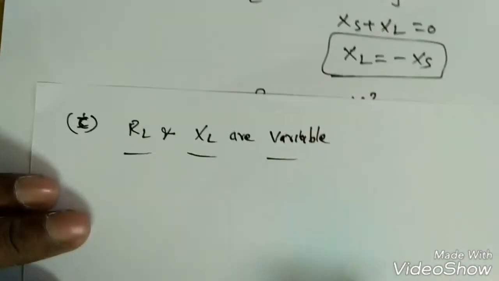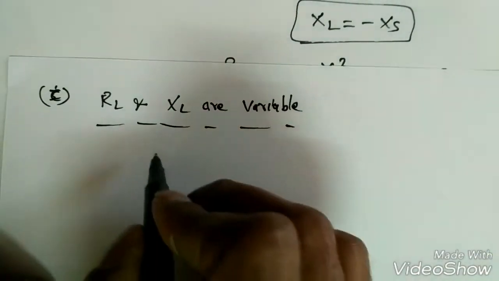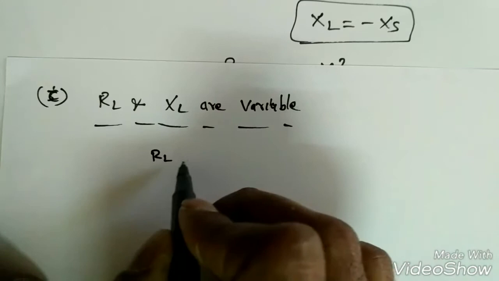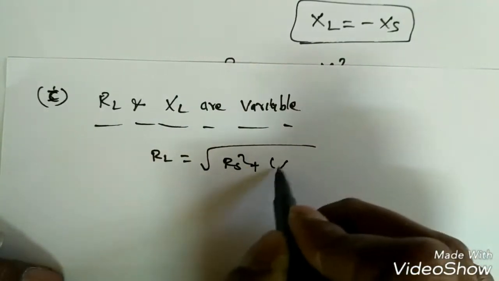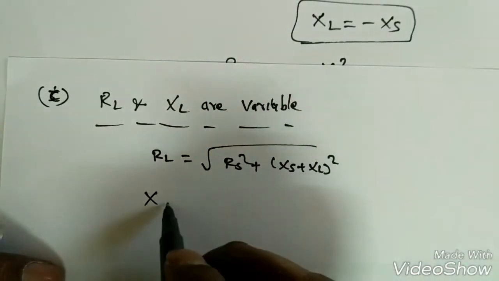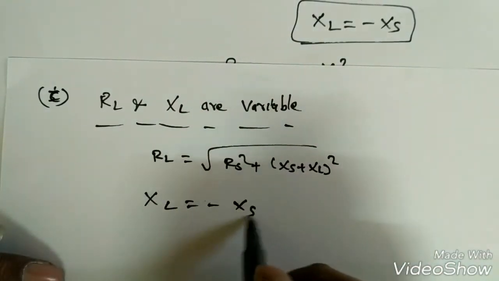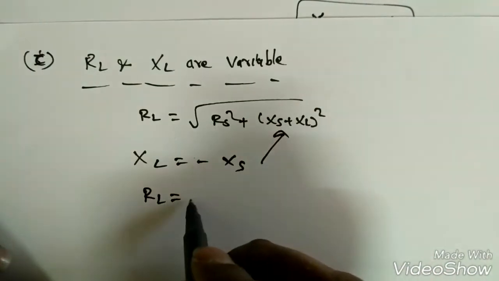So we have to add both conditions at a time. That is, if RL is variable, we know RL is equal to the square root of RS square plus (XS plus XL) whole square. If XL is also variable, XL is equal to minus XS. So if I substitute here, what you will get is RL is equal to RS.